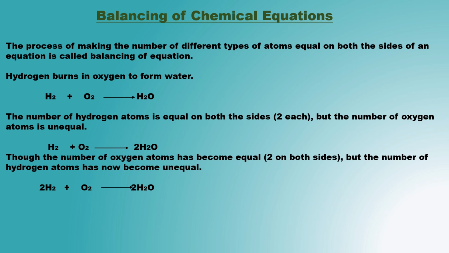Let us count the number of various atoms on both the sides once again. Number of hydrogen atoms in reactants 4, in product 4. Number of oxygen atoms in reactant 2, in product 2. This chemical equation contains an equal number of atoms of hydrogen and oxygen on both the sides, so this is a balanced equation.